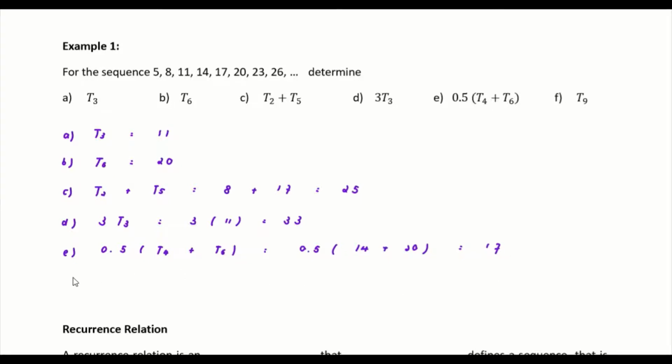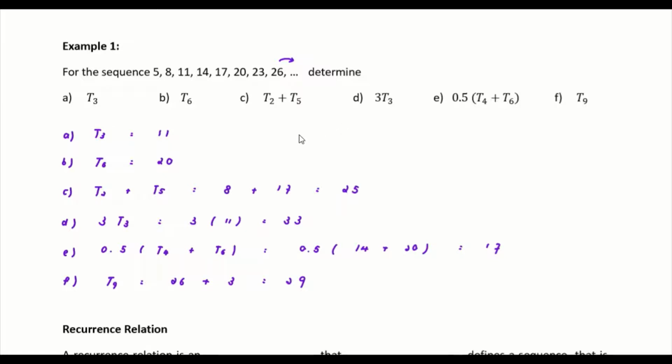Okay, then after that, F, T9, so you might need to find out yourself. 1, 2, 3, 4, 5, 6, 7, 8. Okay, so the ninth term will be the next term after 26, right? So that's why T9 is 26 plus 3, and that is 29. Okay, so I think this is very straightforward. It's just for you to understand what is meant by the notation here.